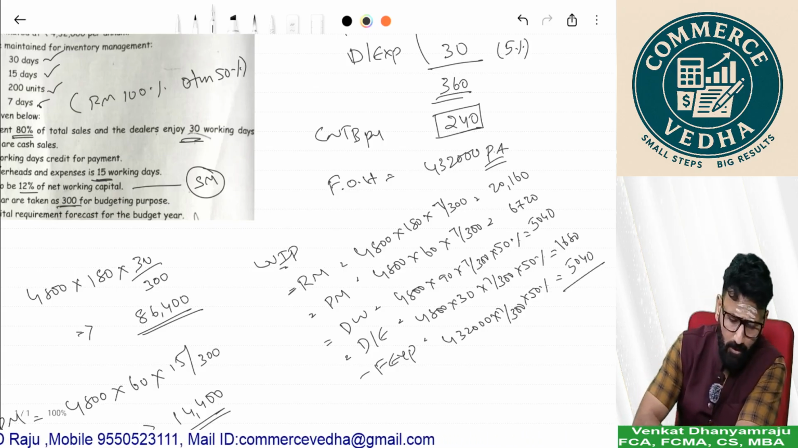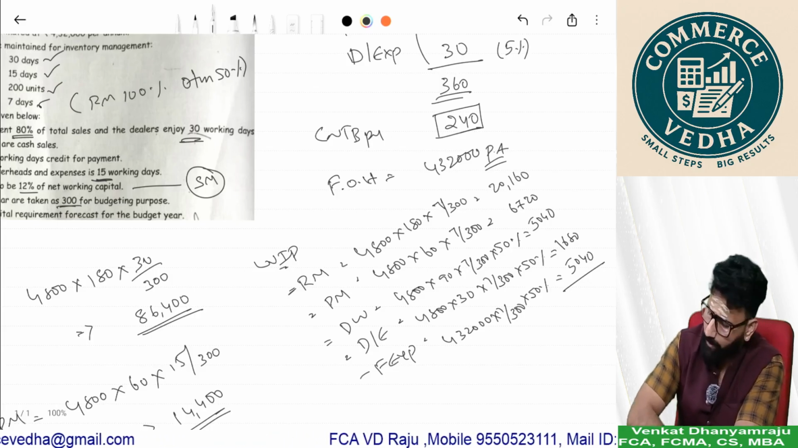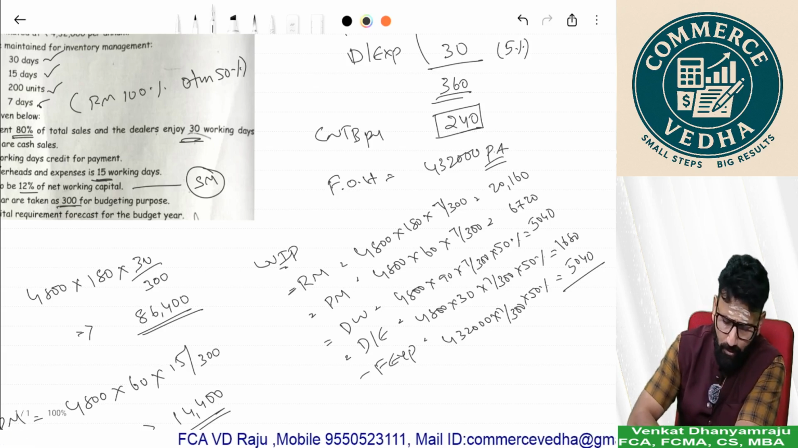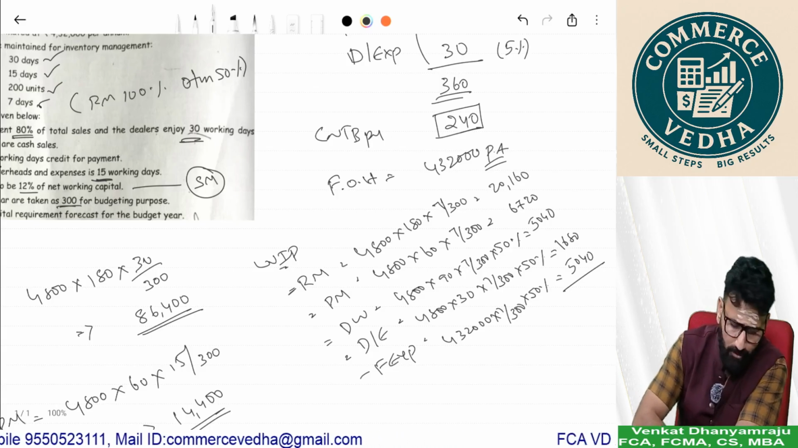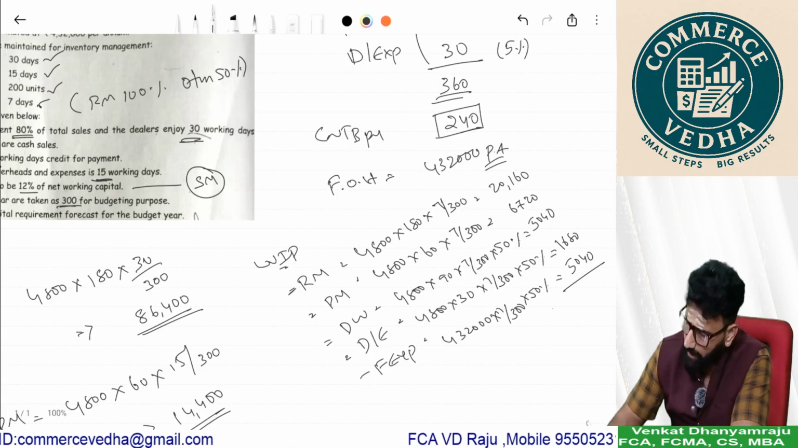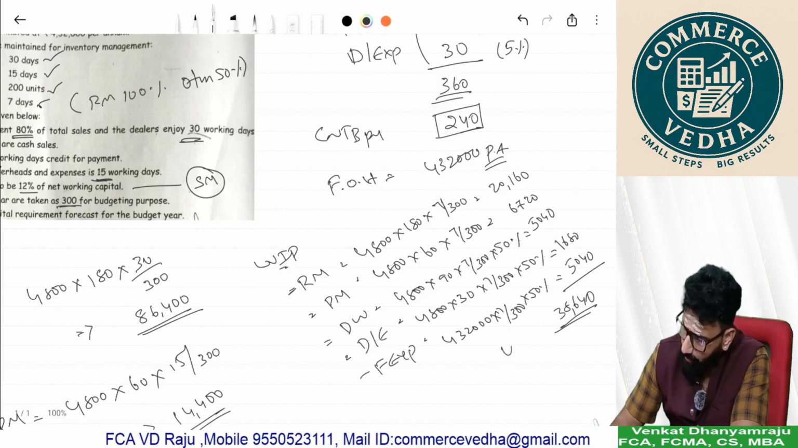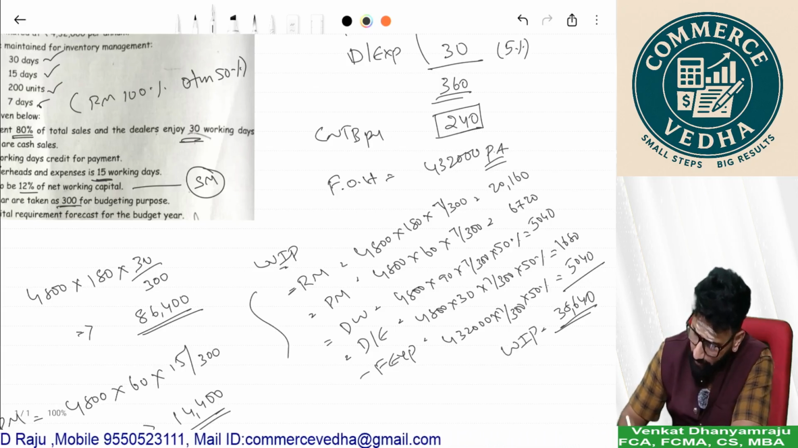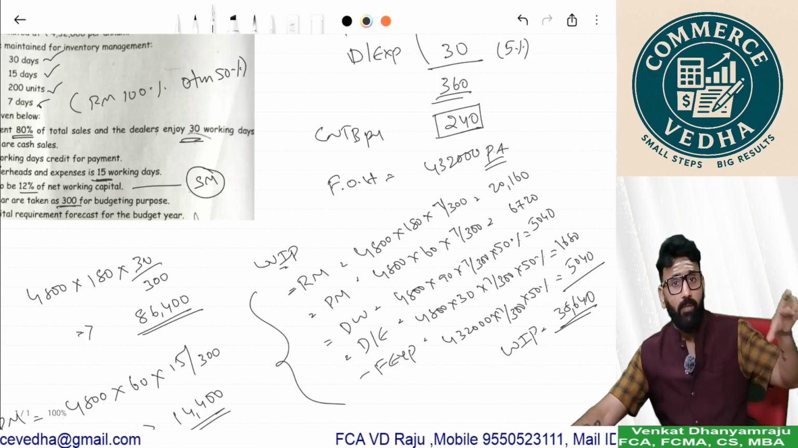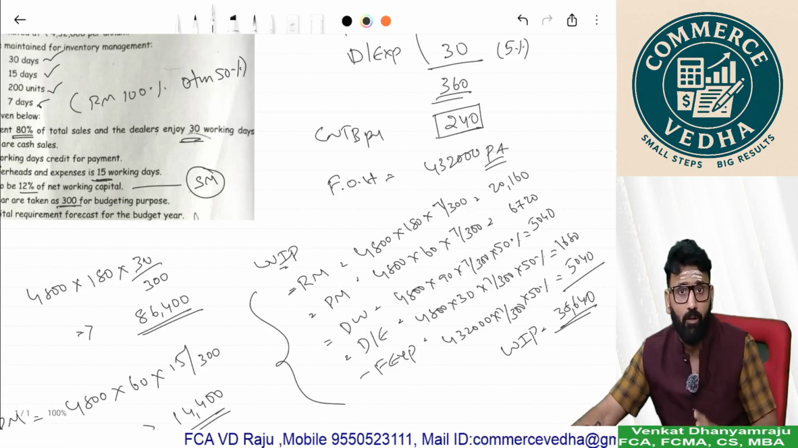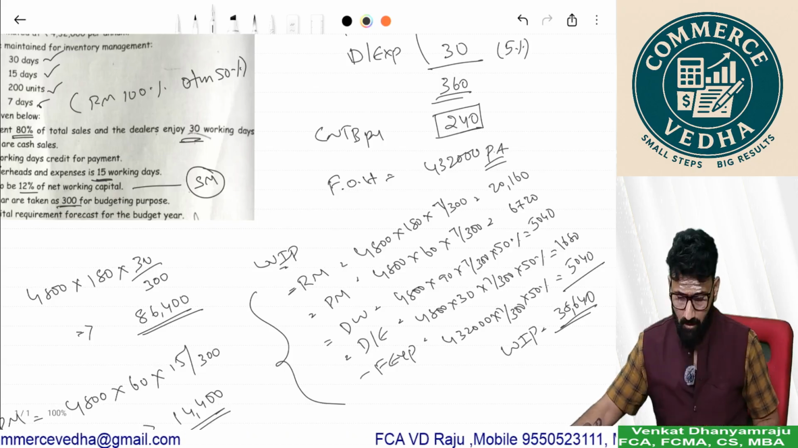The total is 20,160 plus 6,720 plus 5,040 plus 1,680 plus 5,040, 38,640 is the value of WIP. That is the reason why I am doing it outside the working, because that statement will not be able to fit this much working. This question needs separate working.